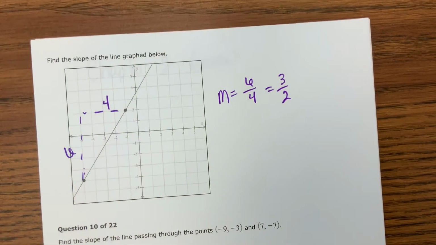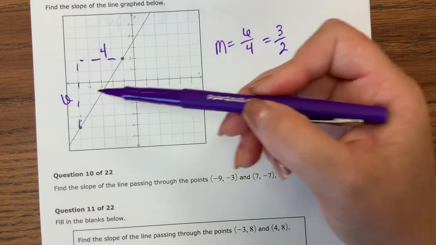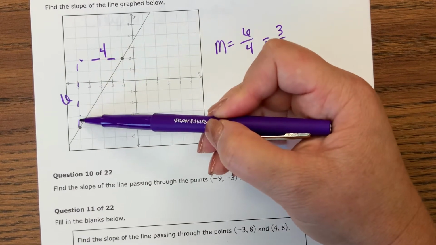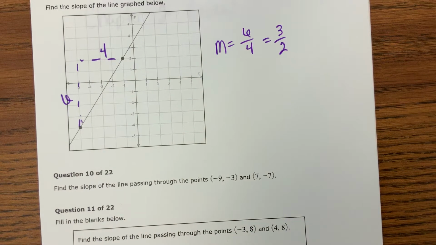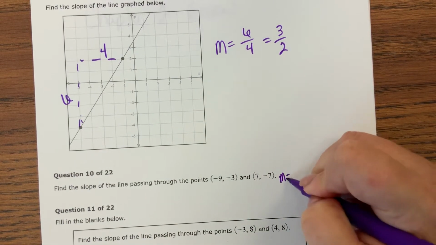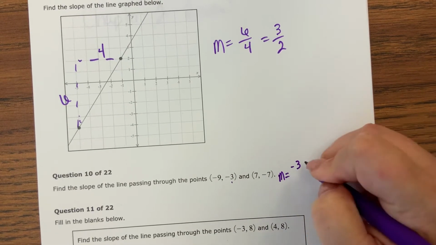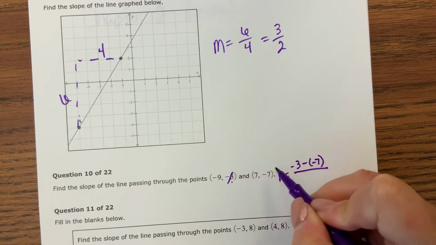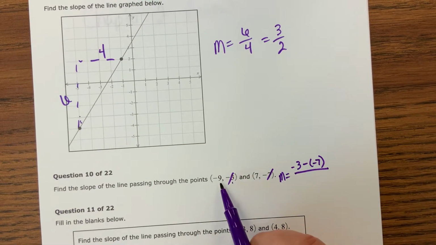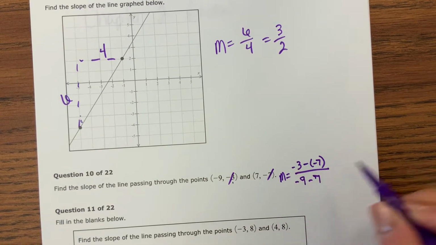And that's your slope. So now what if we're finding the slope with just 2 points? Well, it's the same concept. You're doing your rise, your difference of your y's, your run is your difference of your x's. So we do our y's first, which is -3 and -7. And remember, it's difference. It's the change. So you subtract them. That's your y's. And mark them off as you use them because it helps. And then your x's, -9 and 7. And you subtract.